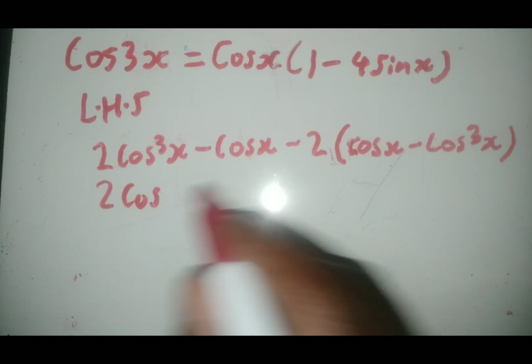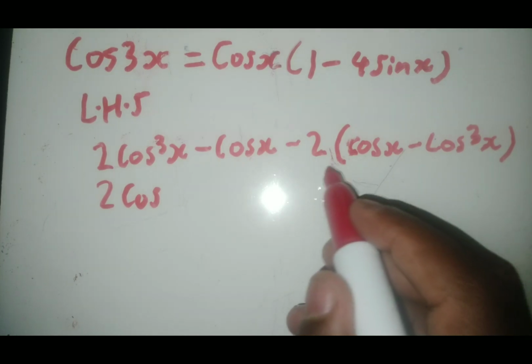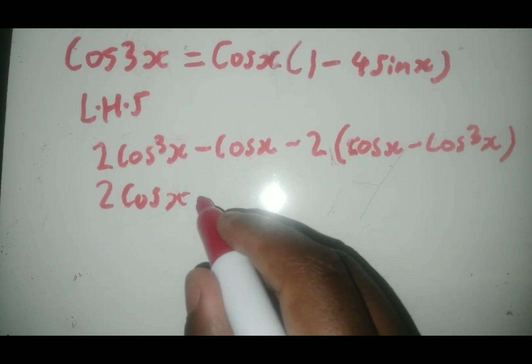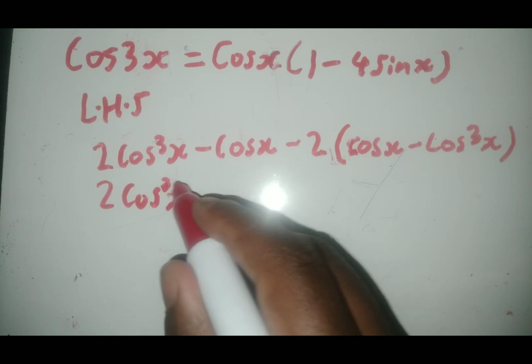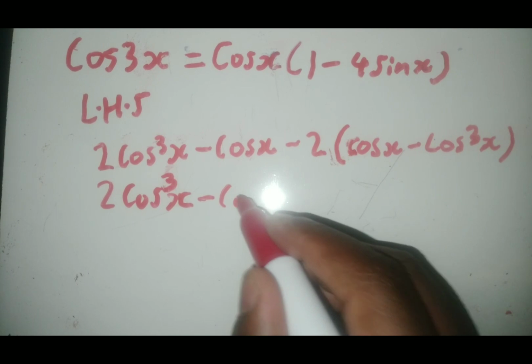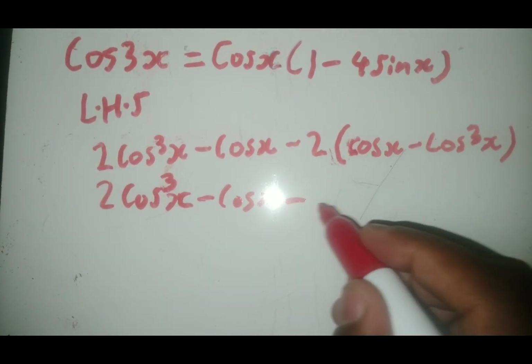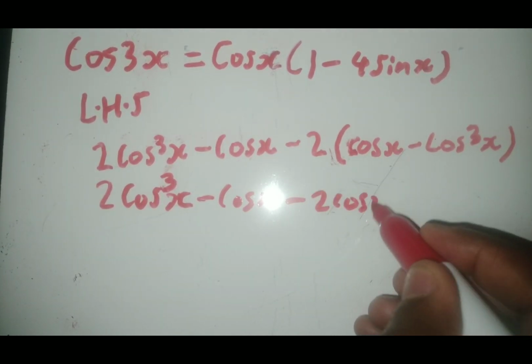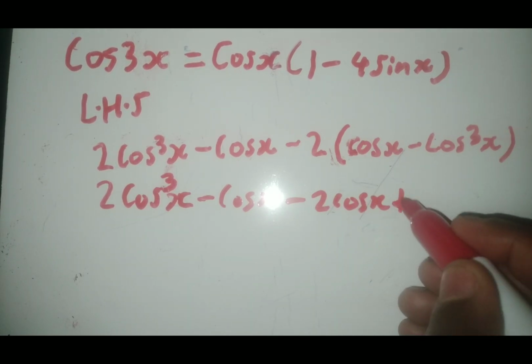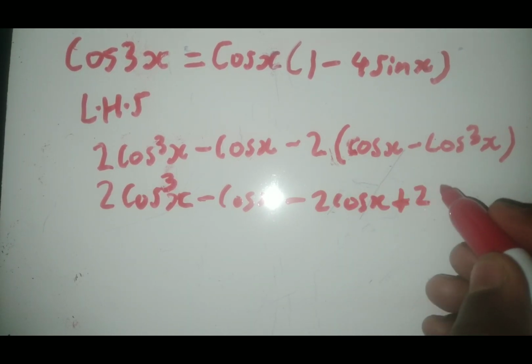So in the previous step, we just multiplied, and then we left out the 2. So now this time we're going to distribute the 2. So then we have cos cubed x minus cos x minus, so then we're going to distribute that. So that is going to become 2 cos x. Then this is going to become plus. Negative times negative is positive. So then it's going to be 2 cos cubed x.